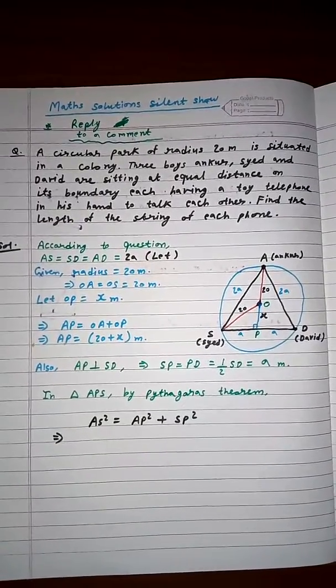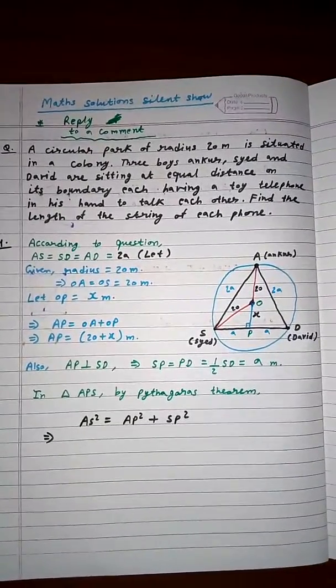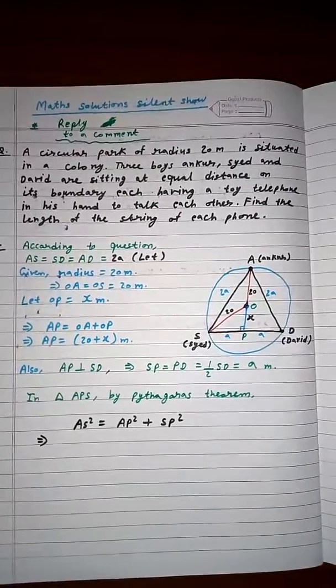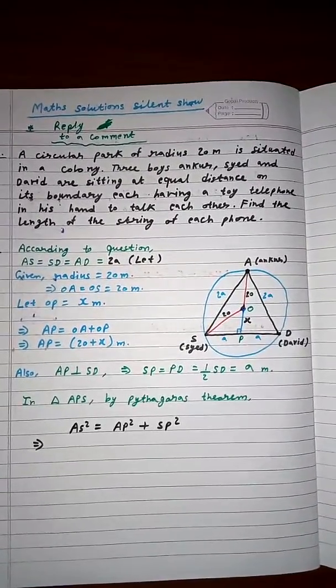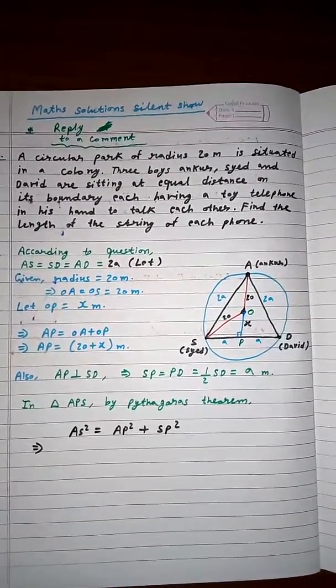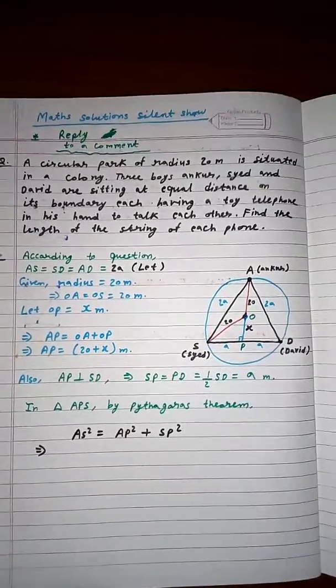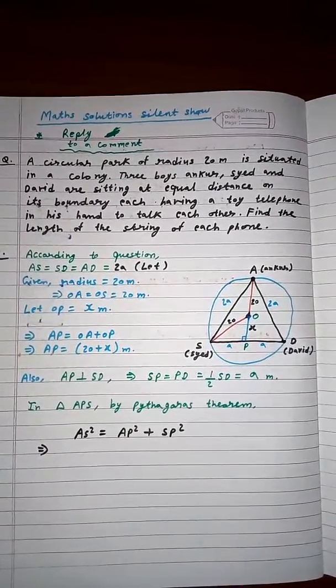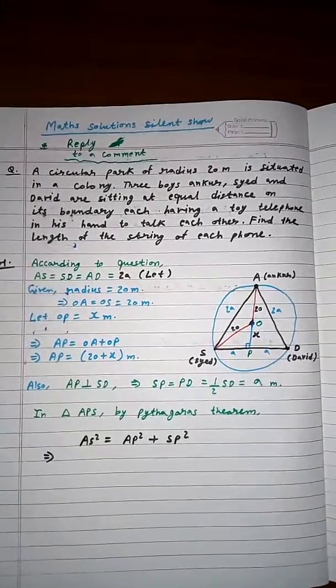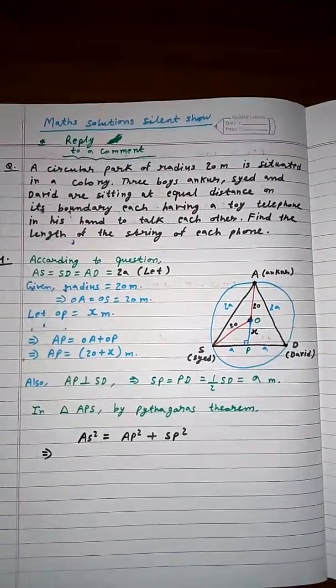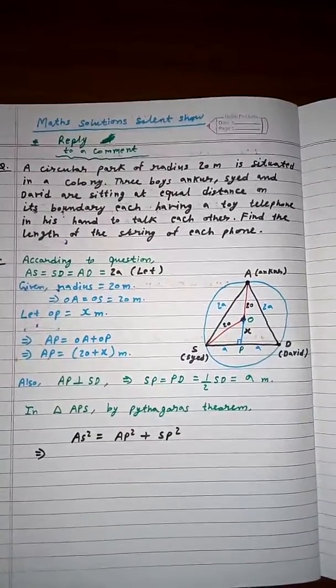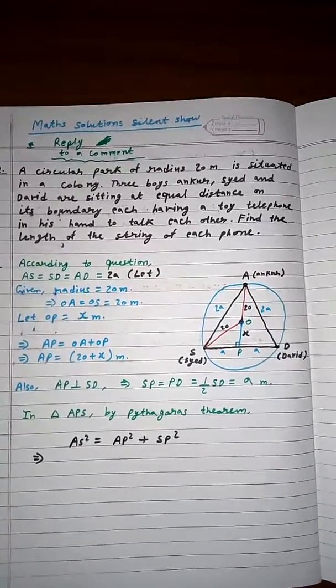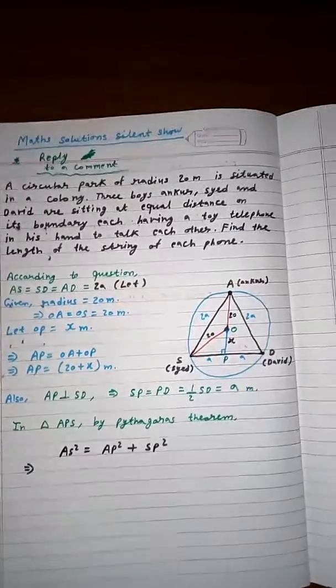Today I am replying to a comment in which I got a question. The question is: a circular park of radius 20 meter is situated in a colony. Three boys, Ankur, Syed and David, are sitting at equal distances on its boundary, each having a toy telephone in his hand to talk to each other. Find the length of each string.